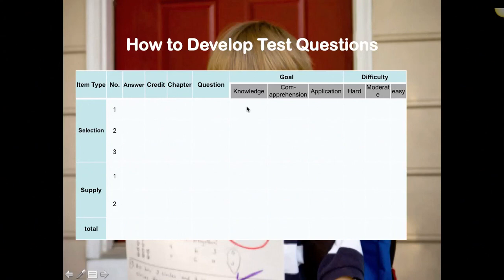Sometimes you can have a goal like this question is just for knowledge level, this question for comprehension level, this question for application level, and also you need to think about difficulty rate. Difficulty is hard, moderate, or easy. So you can give them all different kinds of questions. So use this table to develop your written test questions. Then you can think about all your areas of questions.